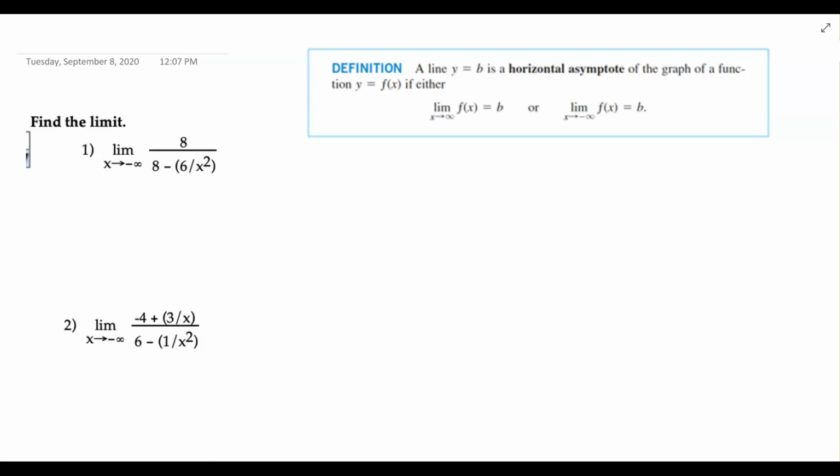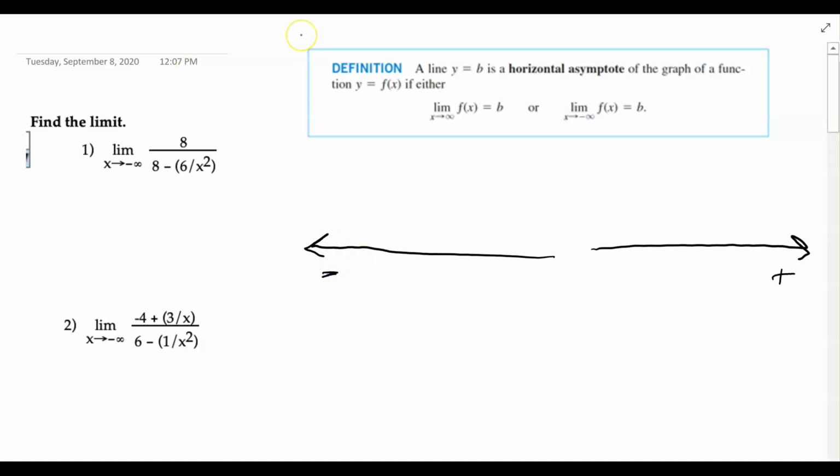Okay, now we're talking about limits at infinity. So the question is, what happens to a function as x gets either increasingly larger, more positive, or x gets increasingly smaller or more negative? This is the concept we are going to be taking a look at when we analyze these functions.